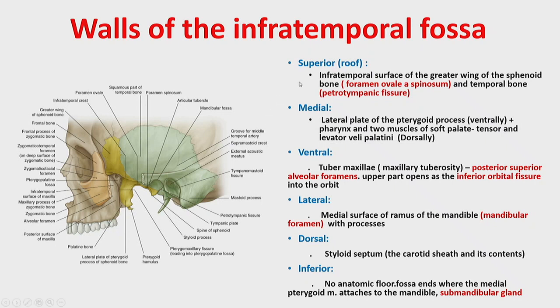The superior border or roof of this fossa is formed by the infratemporal surface of the greater wing of the sphenoid bone. As you know, through this greater wing of the sphenoid bone in the infratemporal fossa, there are two foramens opening: the foramen ovale and the foramen spinosum. And also at the temporal bone, you have another fissure which is called the petrotympanic fissure.